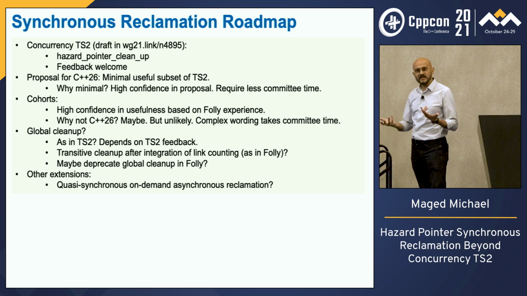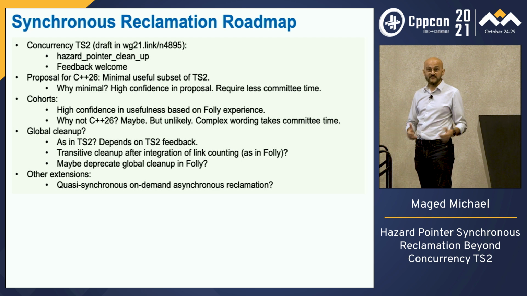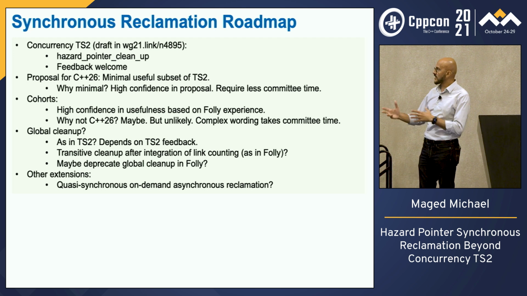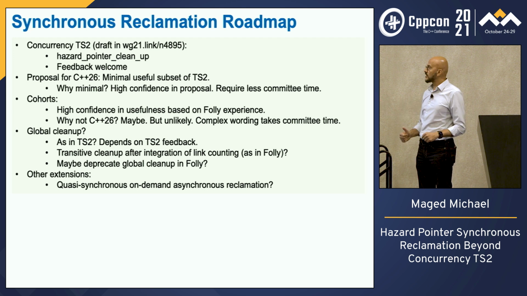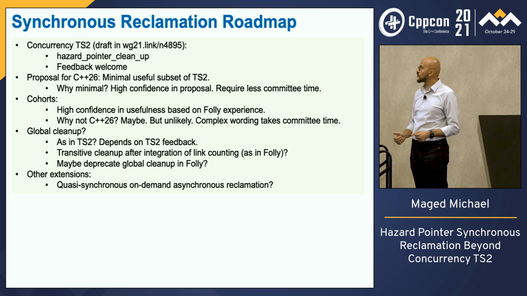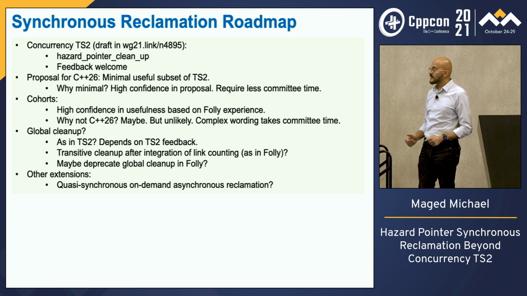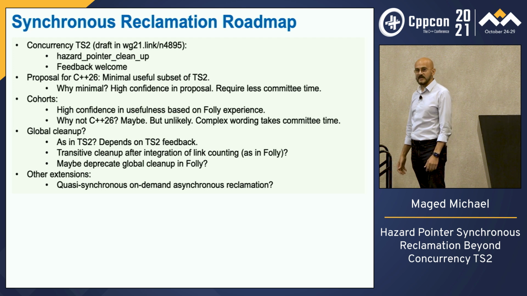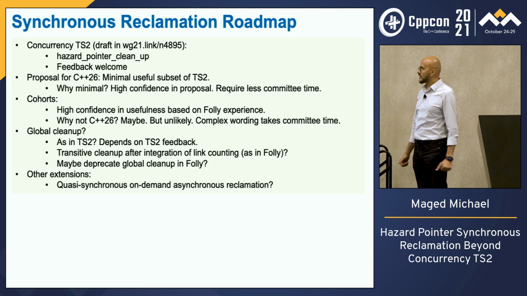How about cohorts? Based on the Folly experience, I have very high confidence that it's quite useful and in some use cases needed. So we want to expand the usefulness of hazard pointers. Why not C++26? Maybe, but it's unlikely because it will require complex wording, and that will take more of the committee's time and might not fit within that time frame. But eventually, I'm quite confident that some form of cohort support would be added to the hazard pointer interface. How about global cleanup?